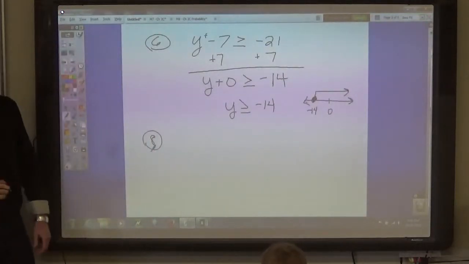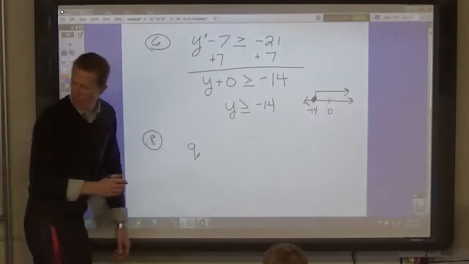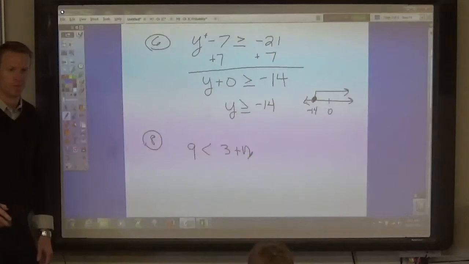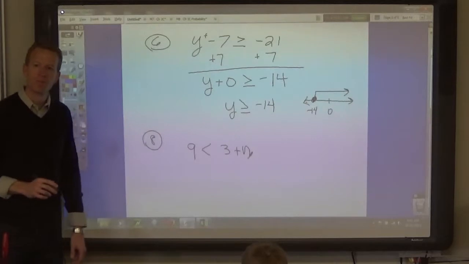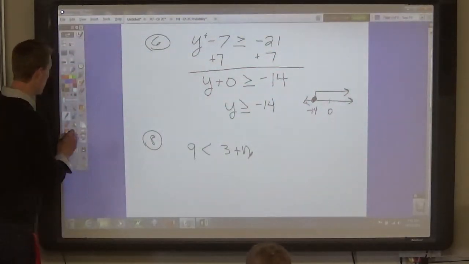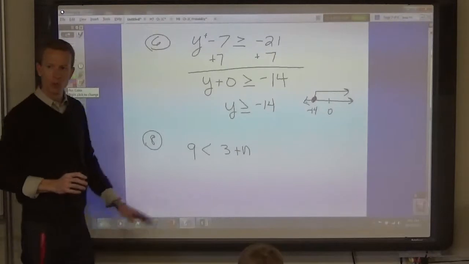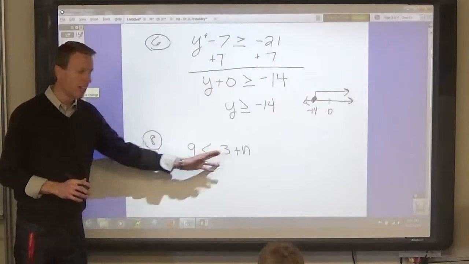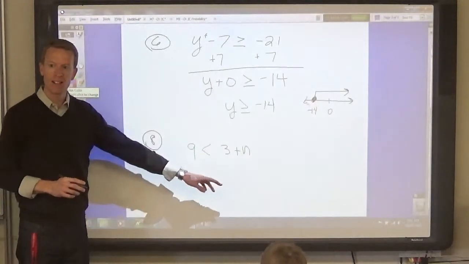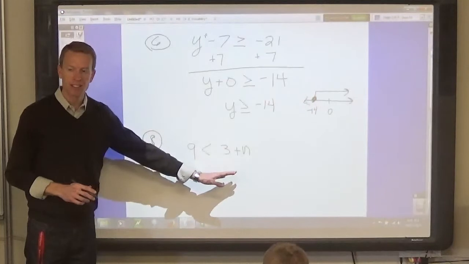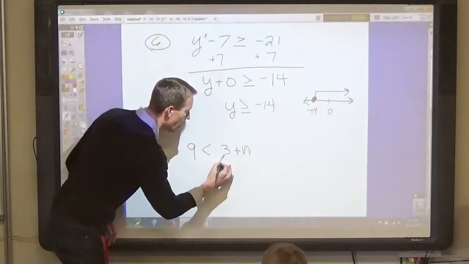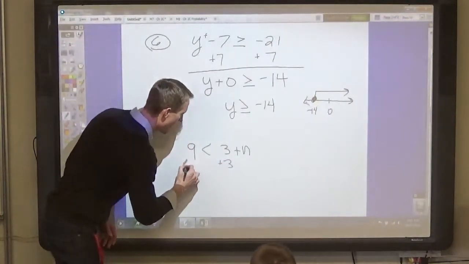This one is just in a different order. 9 is less than 3 plus n. Trinity, where should we start? Should we start on the side with the variable, or should we start on the other side? Good, side with the variable. And add the opposite. So add what? Good, add -3 to both sides.